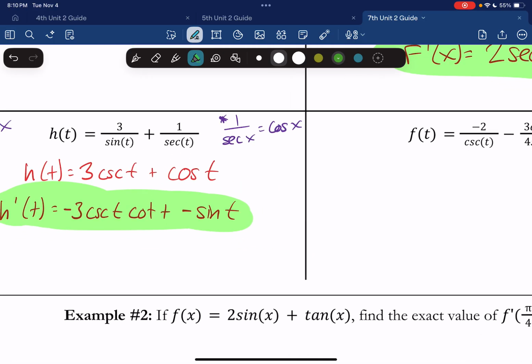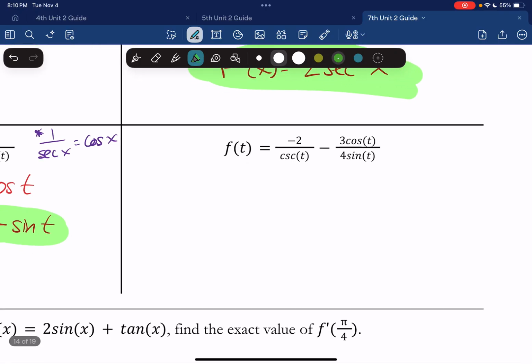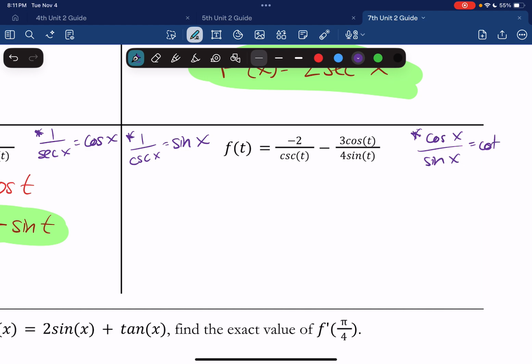And then for my last one, so I got f of t is negative 2 cosecant t minus 3 cosine t divided by 4 sine t. So the reciprocal of cosecant is sine. So that's that important pre-calc reminder. And then I can rewrite cosine over sine as cotangent. So I'm going to first rewrite my function as negative 2 sine t minus 3/4 cotangent t. And I'm just going to go ahead and derive now.